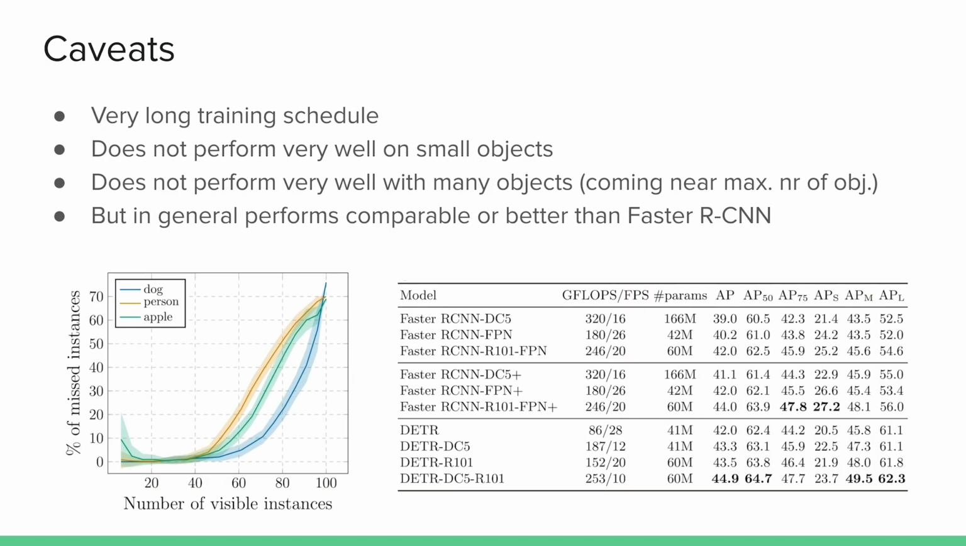Unfortunately, there are some caveats, so it's not perfect for all sorts of tasks with object detection. Basically you have a very long training schedule. I think it's 6 days on 8 GPUs that they trained their model on. It does not perform very well on small objects, and it doesn't perform very well if you have a lot of objects. And this is very understandable.